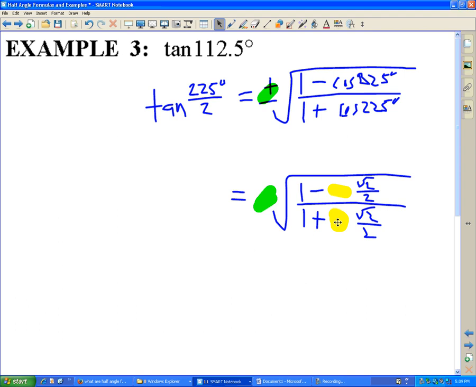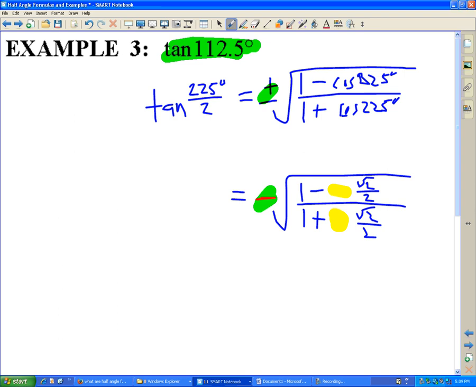Well, the outside decision goes back to the original problem, right? And tangent is what in quadrant 2? 112.5 degrees is in quadrant 2. What is tangent in quadrant 2? It's negative. So we're going to get a negative ratio for this answer.